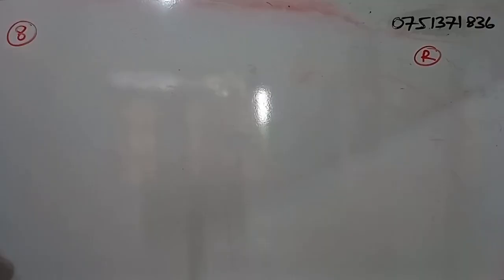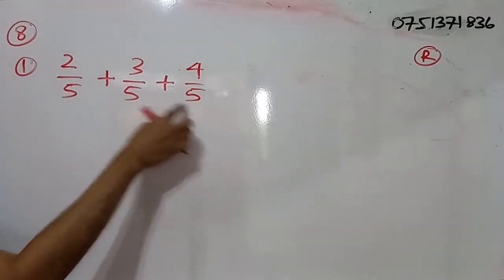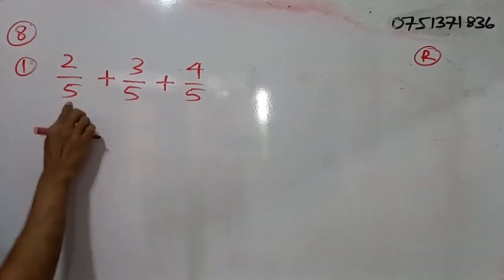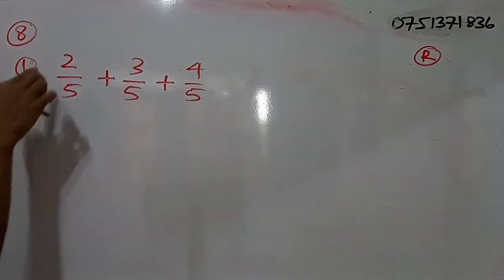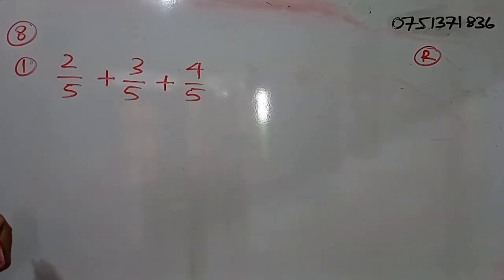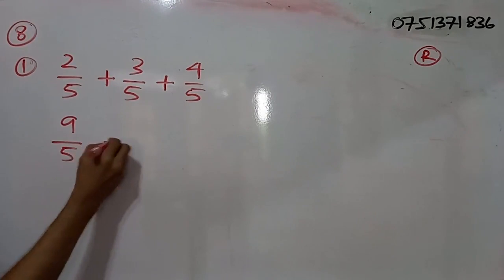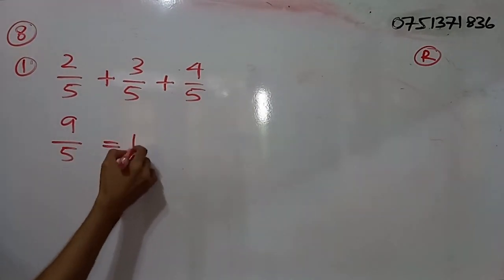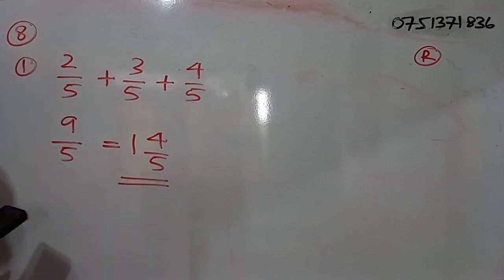Question number 8. So we have to simplify. Under that part 1, we have 3 fractions. All the denominators are same, in this case it is 5. So we can simply add the numerators. So 2 plus 3, that is 5. 5 plus 4, that is 9. So we have to simplify this. So what will it be? 1 and 4 by 5. So that is the answer. 1 and 4 by 5.